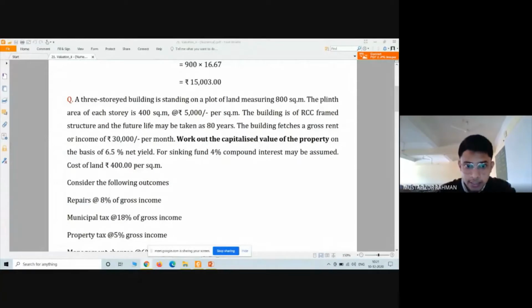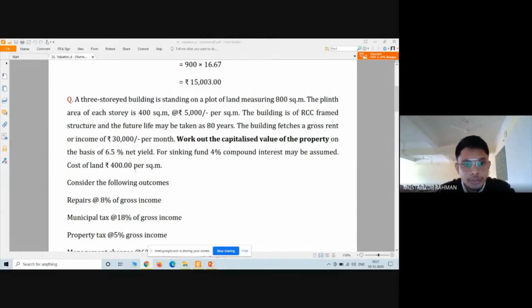6.5% net yield. Sinking fund interest is given, and I have to calculate the sinking fund. So here, all these things are given. The outgoings are given. The cost of the land is given. Everything is given to us. We shall have to find out what is the capitalized value of the property.